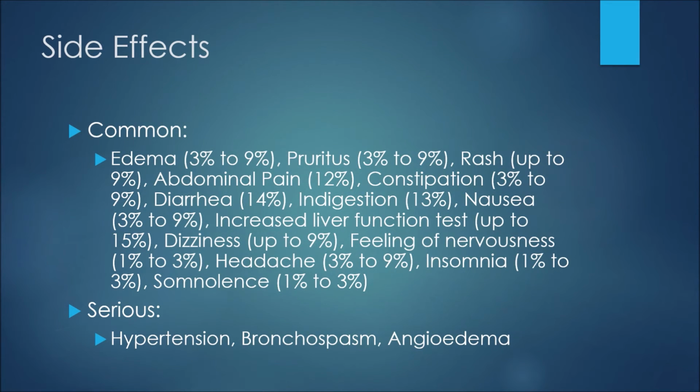3 to 9% of patients may experience constipation, and 14% may experience diarrhea. Indigestion seems to happen 13% of the time, and nausea 3 to 9%. Up to 15% may have an increase in their liver function tests, and up to 9% may have dizziness. Feeling of nervousness comes in between 1 and 3% of the time, and a headache at 3 to 9%.